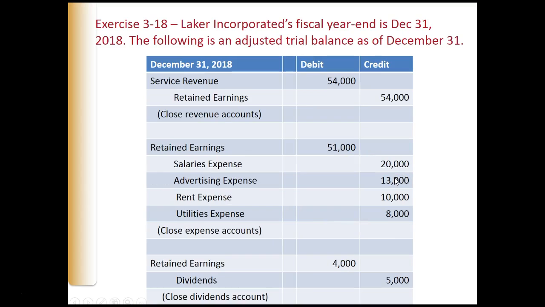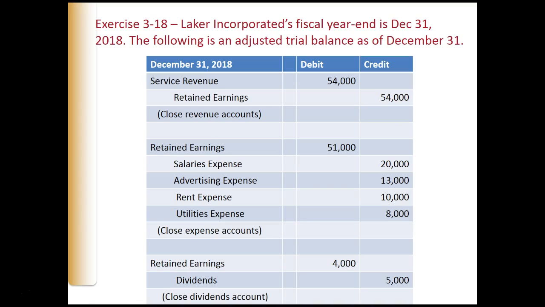So the first thing we do is close out our revenue accounts, which have a normal credit balance. To close them out, we will take the entire balance and debit it. Service revenue is debited for $54,000. We credit retained earnings for $54,000.